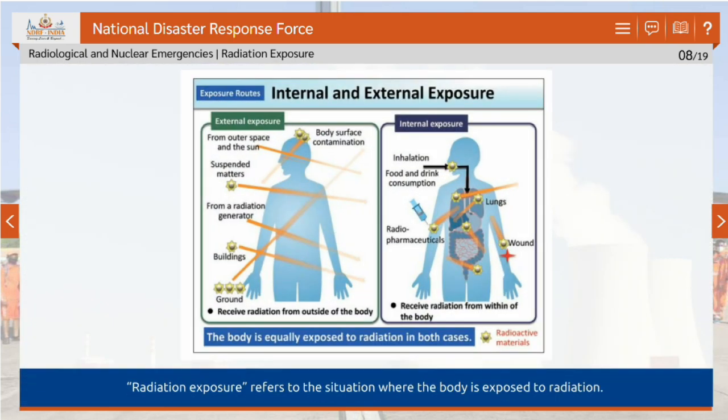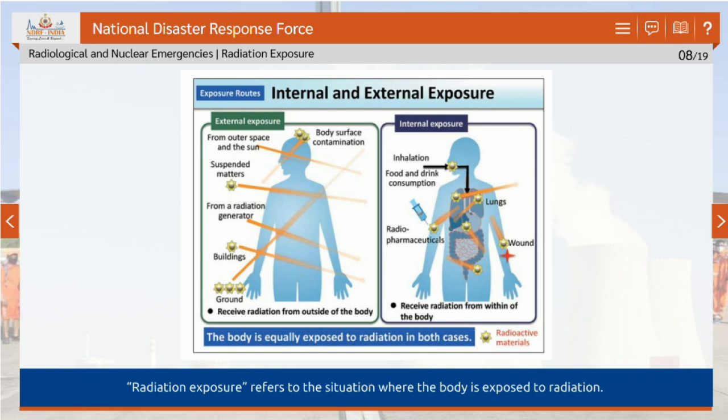Radiation exposure refers to the situation where the body is exposed to radiation. There are two types of radiation exposure, namely internal exposure and external exposure. External exposure means to receive radiation that comes from radioactive materials existing on the ground or in the air, or attached to clothes or the surface of the body.